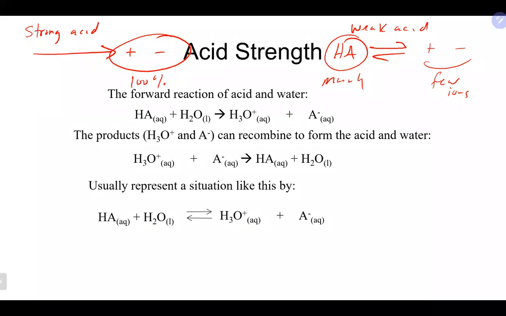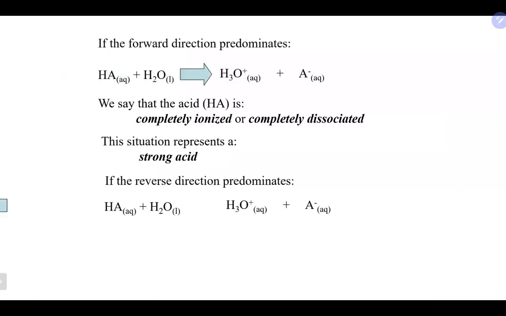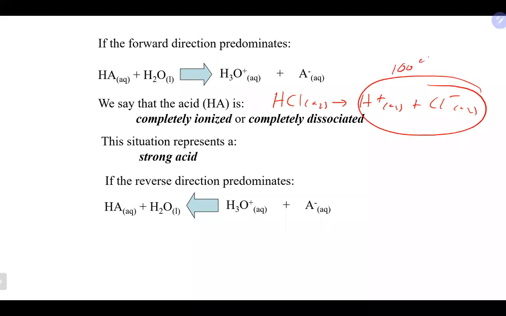So I did put that list of strong acids up before. Again, any of those strong acids are pretty much going to break apart and produce a lot of H plus really quickly in that solution. If the forward direction predominates, it is going to be a strong acid, which means it's completely ionized, which once again is just a fancy way of saying this acid will 100% break apart into H plus and Cl minus. So 100% here, completely ionized or dissociated, means that it does not stay together at all. It just breaks apart into ions, basically.